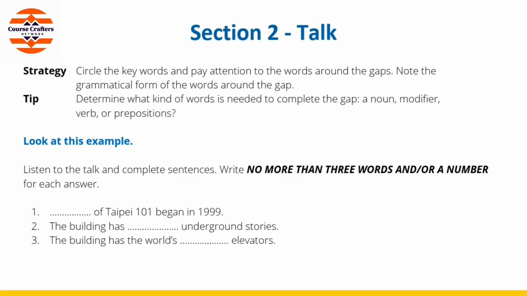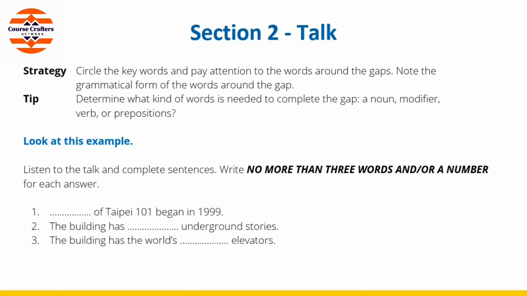In the IELTS exam you are asked to listen to the talk and complete sentences. Write no more than 3 words and/or a number for each answer. So the most important part in here is to read carefully how many words you are allowed to write down, because sometimes they ask you to write only 1 word, so you need to be very careful. And as you see, we have 3 different statements, 3 different sentences in other words. And number 1, you have a gap, then it's followed by of Taipei 101 began in 1999.